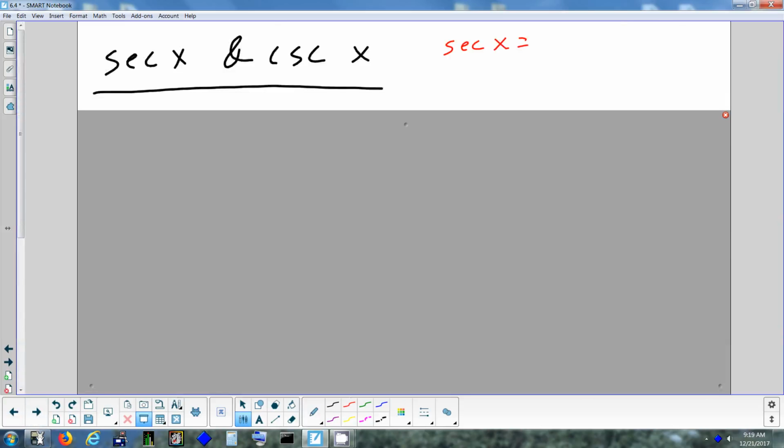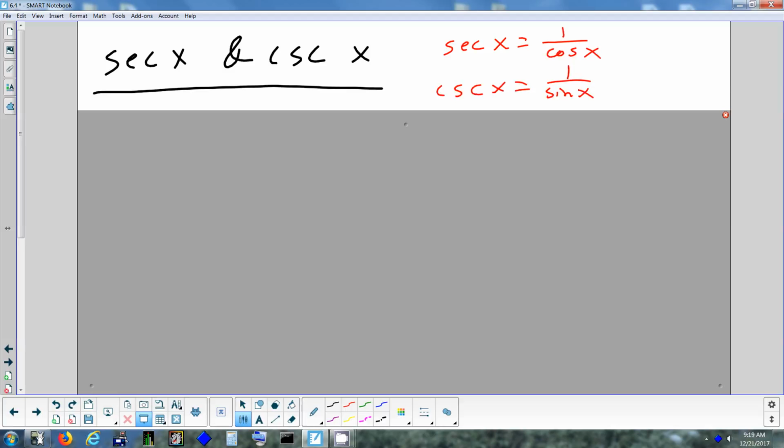Can someone remind me, how do we type secant into the calculator? Because we don't have a button for it. Sam? It's like 1 over cosine. It is 1 over something, but this one is cosine. And cosecant is 1 over sine.